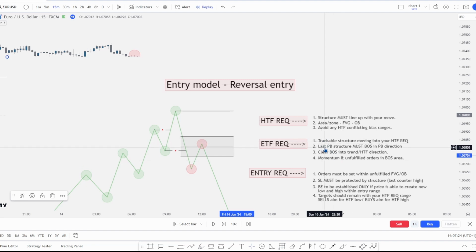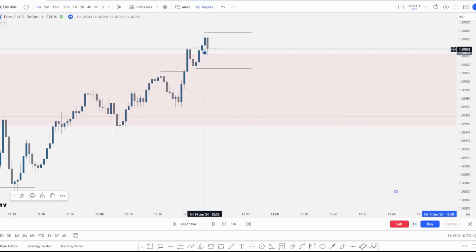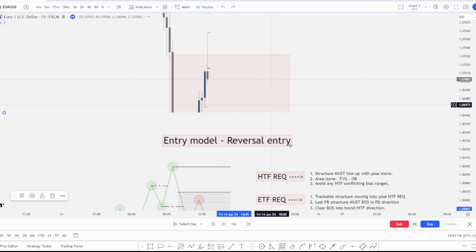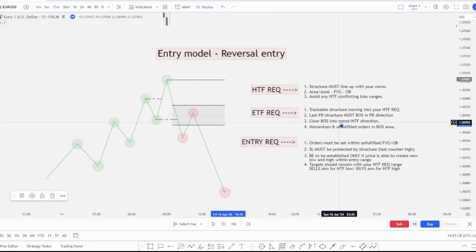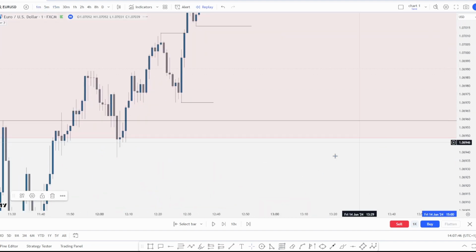The last pullback structure must be BOS in pullback direction. Is it doing that? Yes, it is. Brilliant. Let's go back to the 15 minute here. Clear BOS in the trend direction. Have we had that yet? No. Okay, let's go down and have a look and see if we can get that clear break.